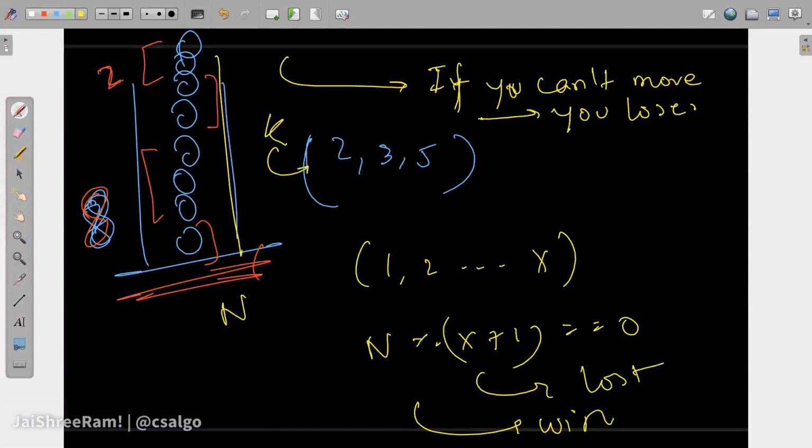Like the previous version we talked about, where continuous moves were allowed, in that case just use this rule: if n mod (x plus 1) equals 0, then it's lost for you, because I will just flip your moves. I will always keep you at x plus 1, or else the first player wins.